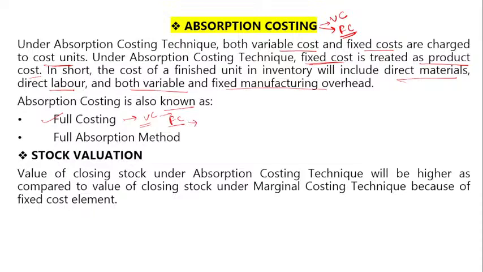What about the fixed cost? Fixed cost is like rent, like godown rent. Suppose in this godown the company is storing 1000 units. In that case also the company is paying 10,000 rupees or 10 lakh rupees as godown rent. If the company additionally stores 1000 more units.